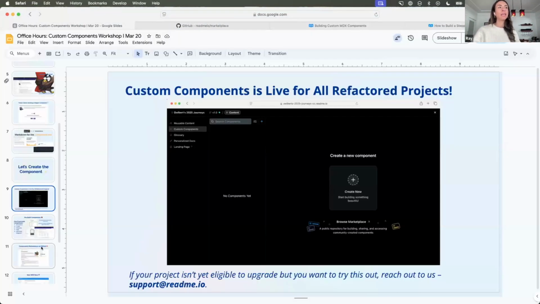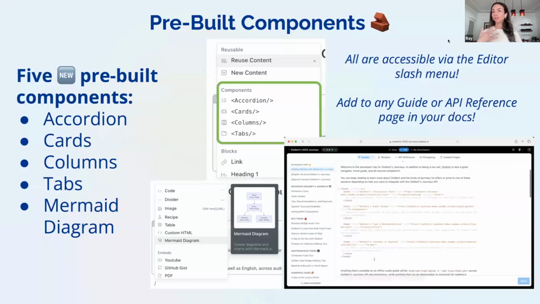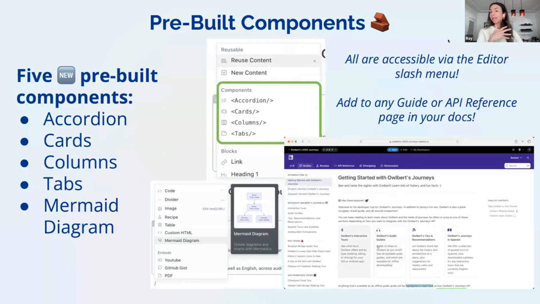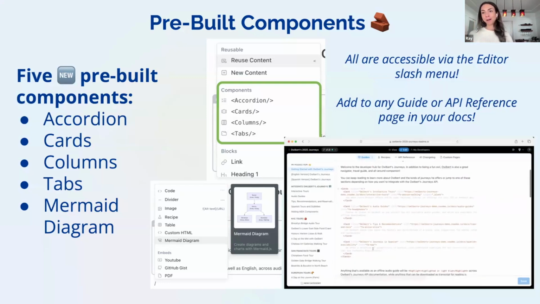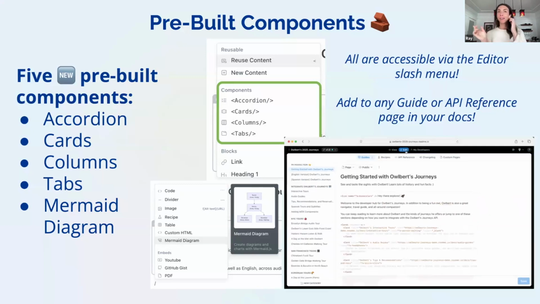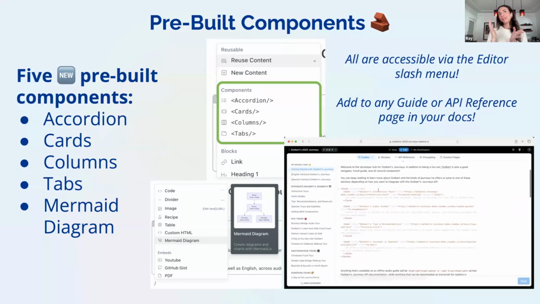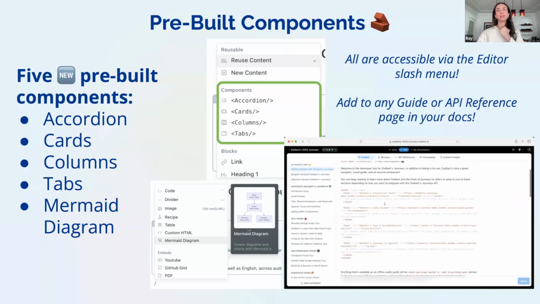Okay, so I think we have covered it. Just one heads up, if you want to get a feel for how MDX components work, these 5 pre-builts already exist in your editor. You do not need to pull them down from the GitHub marketplace. So if you just go into any guides or API reference page on your project and you use that caret, you should see accordion, cards, columns, tabs, and mermaid diagrams and be able to update them. You can see cards here. Mermaid JS diagrams are here.